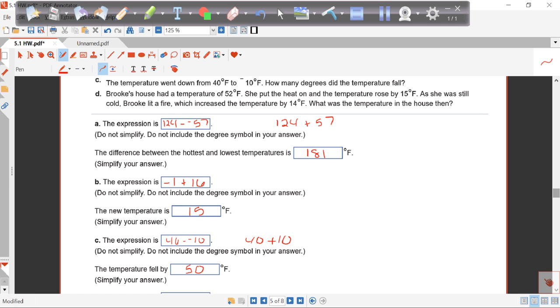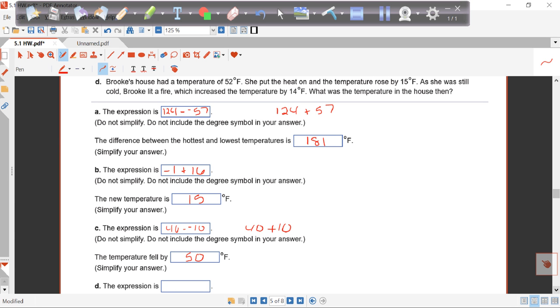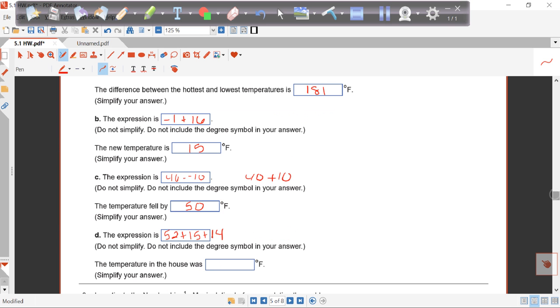Okay, the next one, Brooke's house had a temperature of 52 degrees. She put the heat on and the temperature rose by 15 degrees. As she was still cold, Brooke lit a fire which increased the temperature by 14 degrees. What was the temperature in the house then? Okay, so it started at 52, rose by 15, and then rose by 14. So we add those together, and we get 81 degrees.